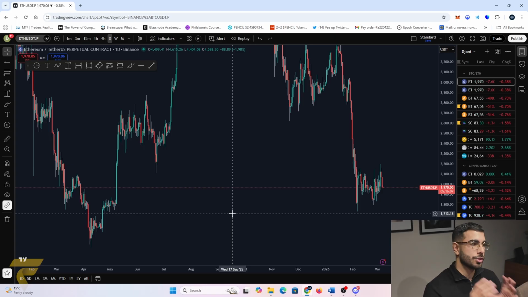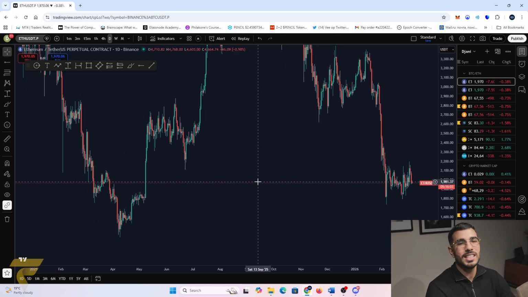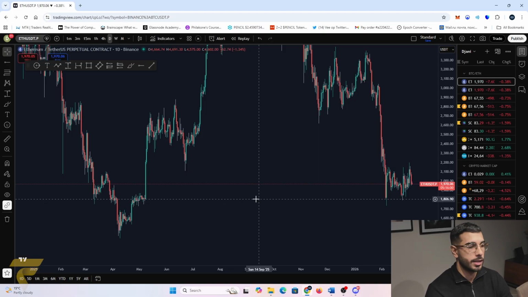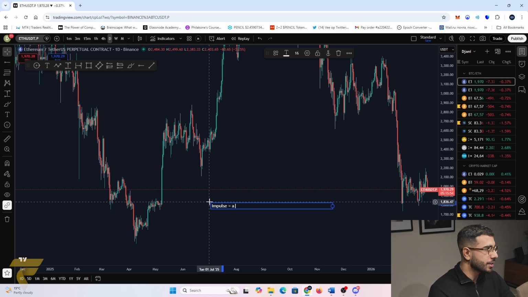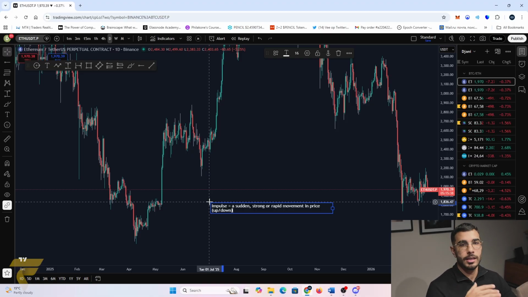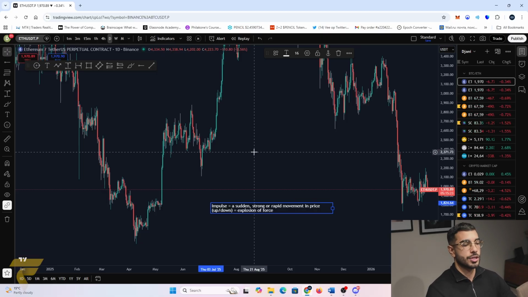So I would propose to start with the impulse, and it's very simple to identify. It's no rocket science, and it's not overcomplicated. An impulse is a sudden, strong or rapid movement in price, okay? Whether you go up or down. Obviously, all the concepts, everything that I address or explain, goes either up or down. It goes both ways, okay? It doesn't really matter. And you can pretty much see this as a form of an explosion of force, so to say. Again, it can be positive and it can be negative. An explosion of force within the market.